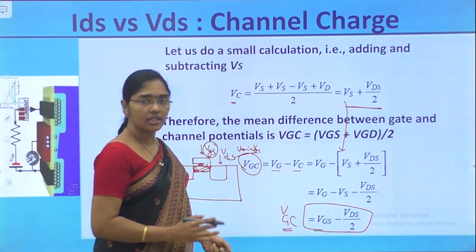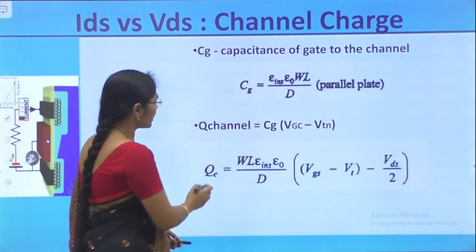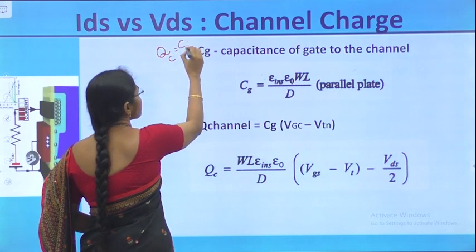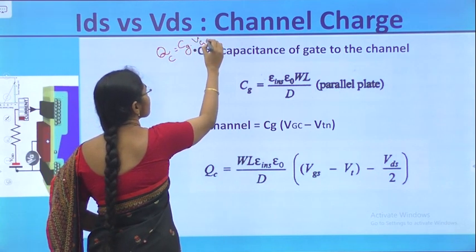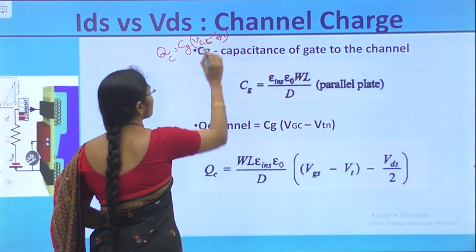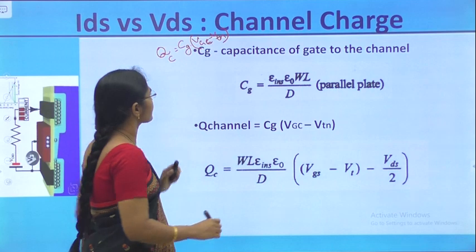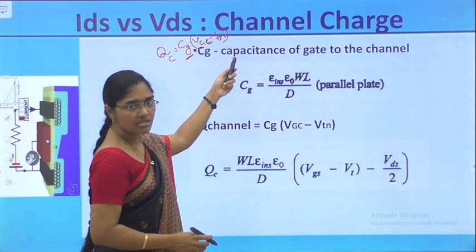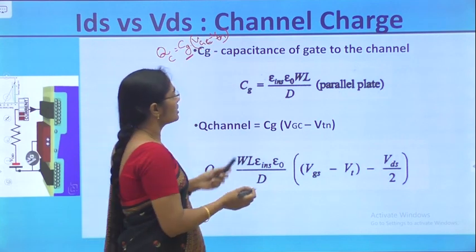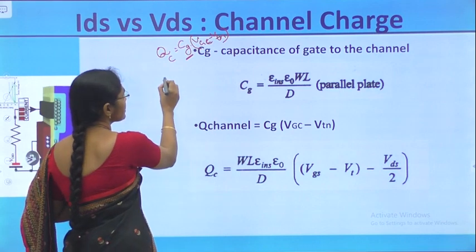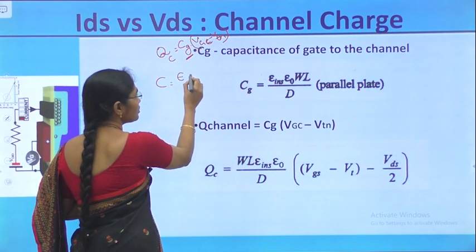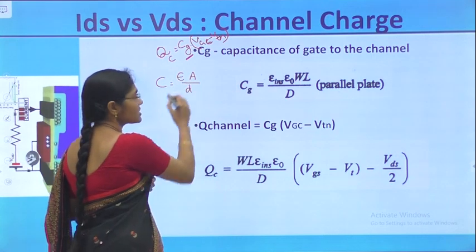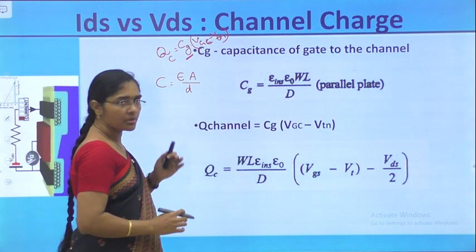Now that we have VGC, let's find QC. What is the formula? QC is equal to Cg into VGC minus Vtn. We have calculated VGC, and Vtn is a fixed value. So first we have to find Cg. Cg is the gate capacitance. It looks like a parallel plate capacitance. For a parallel plate capacitance, the formula is C equal to epsilon into area by D, where A is the area of the plates, D is the distance between the plates, and epsilon is the permittivity.